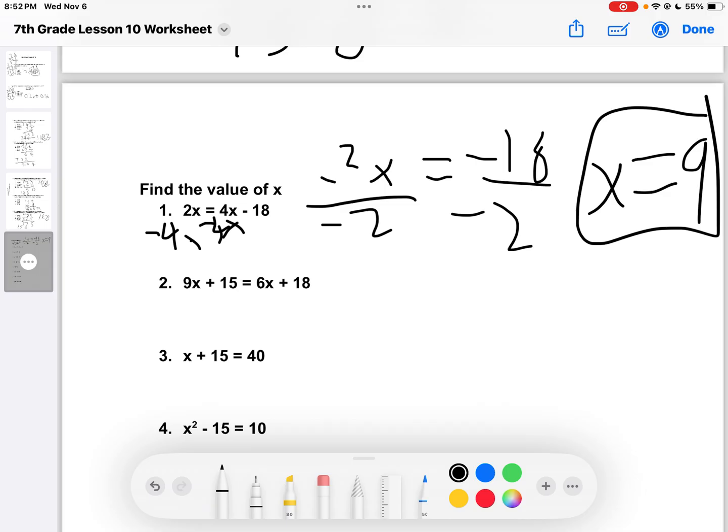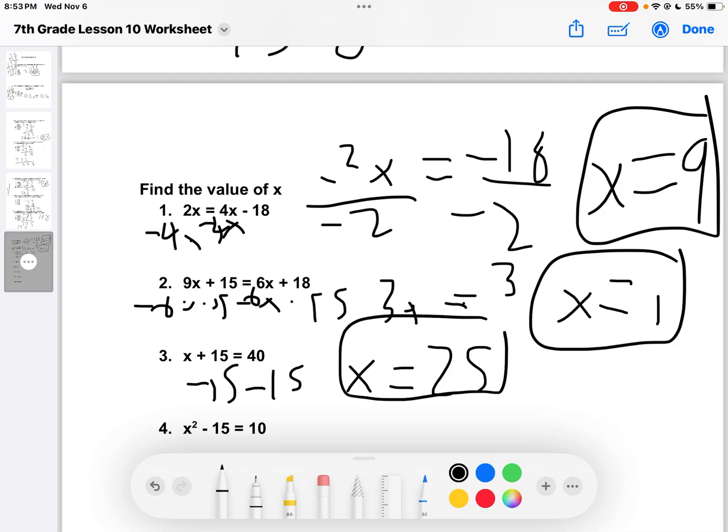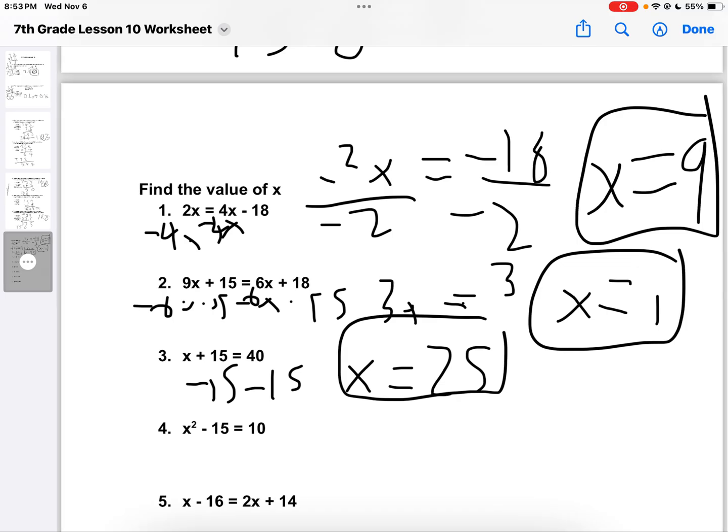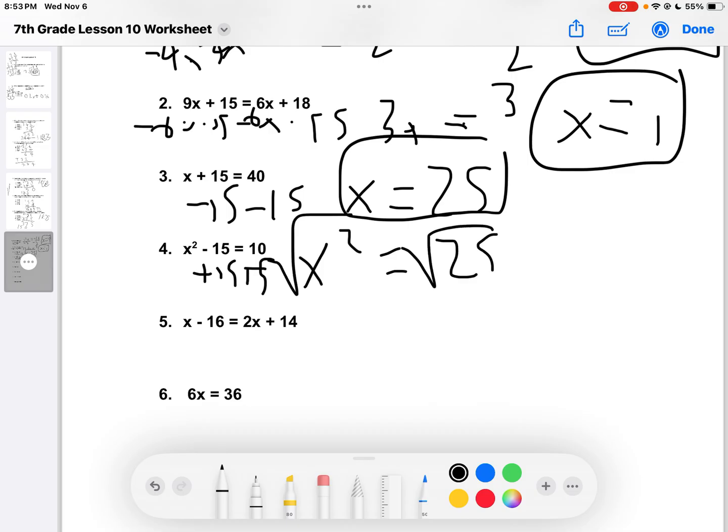So over here we could subtract 6x from both sides and subtract 15 from both sides to get 3x equals 3, and 3 divided by 3 equals 1, so x equals 1. X plus 15 equals 40, we just subtract 15 on both sides to get x equals 25. Alright, number 4, x squared minus 15 equals 10. Add 15 to get x squared equals 25, and use square root on both sides to get x equals 5.